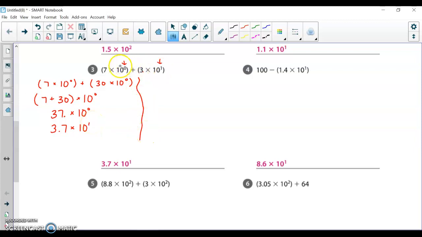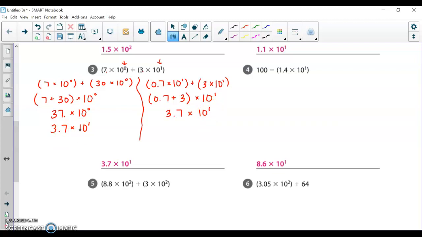Or maybe you decided to change my 10 to a power of 1 here. So if we do that, if I'm adding to my exponent, I move my decimal to the left. So I would have 0.7 times 10 to the first. I could pull 0.7 and 3 to the front. And this time when we add, we actually get our solution in scientific notation, so we don't have to do that additional step.